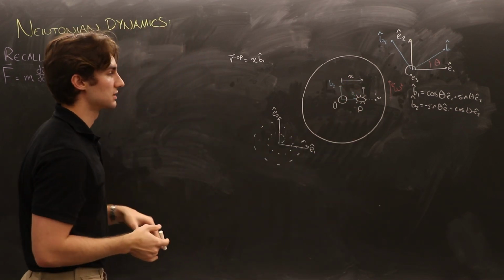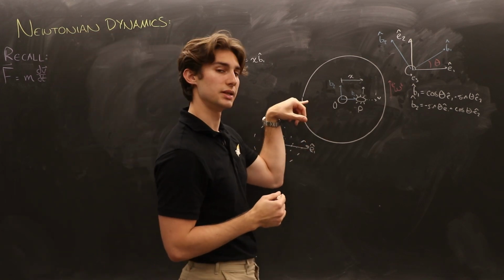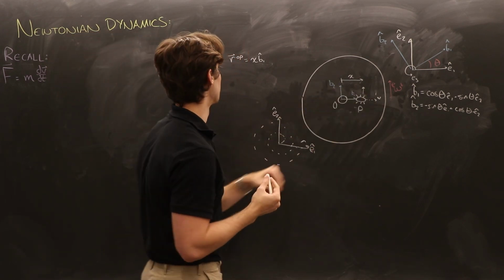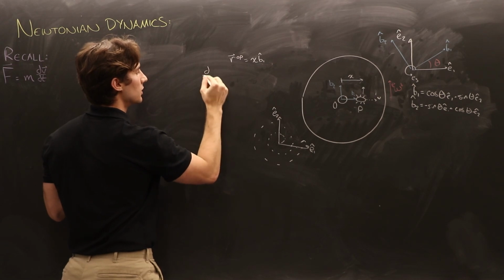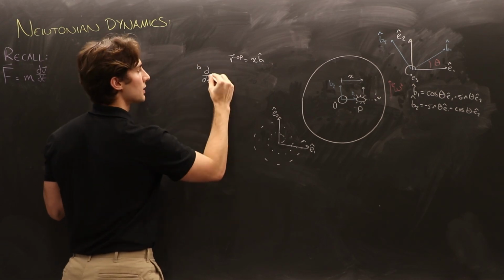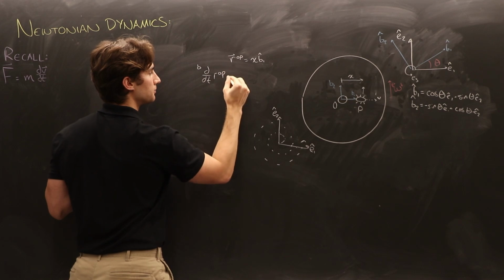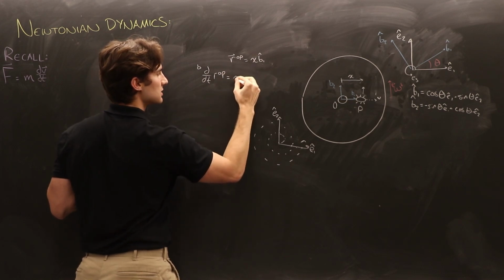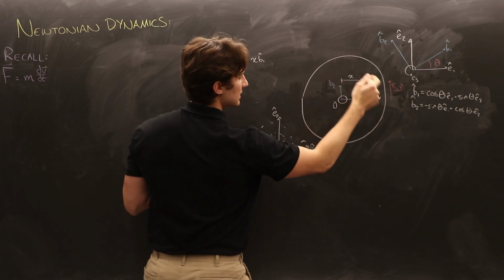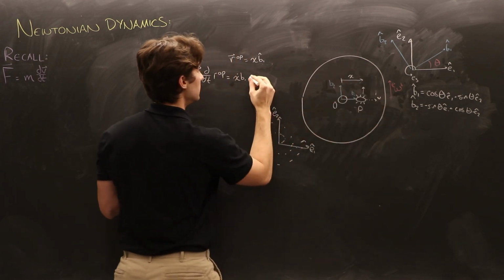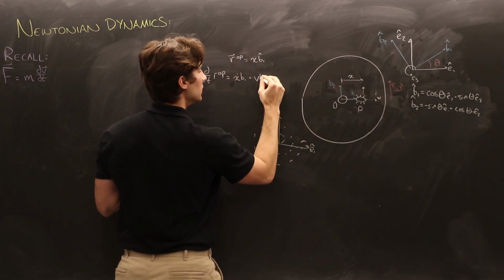But when we think about this in the B frame, this velocity is pretty simple. The bug is just moving directly outwards. So we can think about just taking this derivative with respect to the B frame of this position vector. And that's going to give us x dot times b1. And we've said that this x dot is just this velocity v, so we can call that v b1.